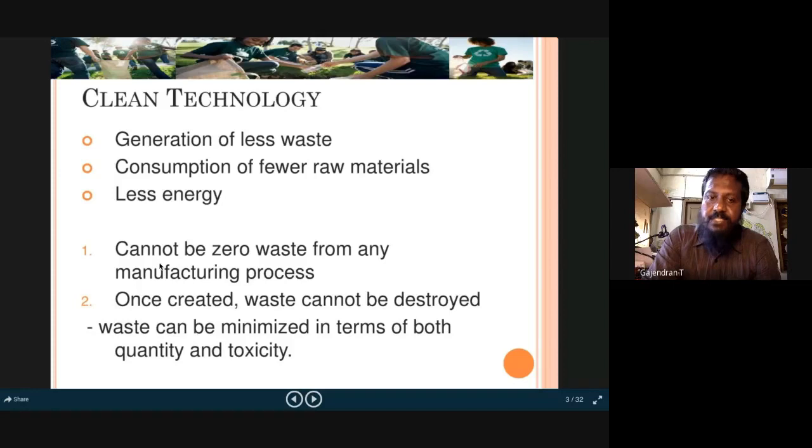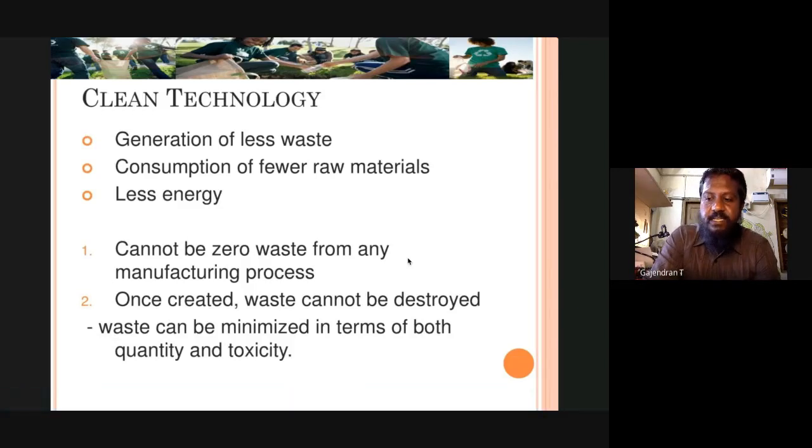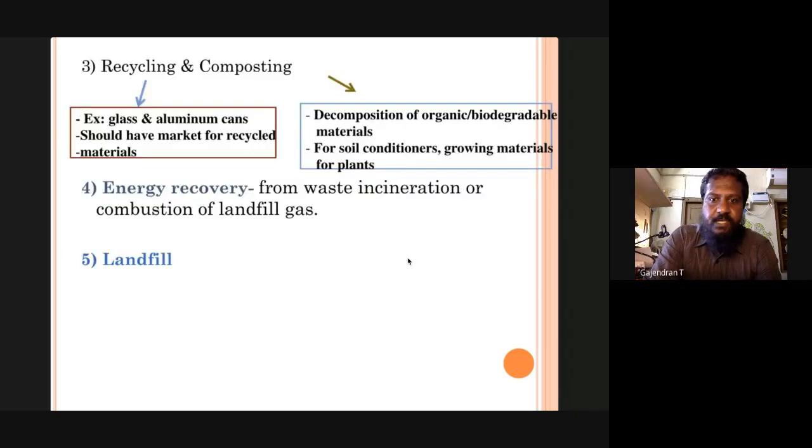Again, as I mentioned, there cannot be zero waste from any manufacturing process. There is definitely going to be waste from the manufacturing. When it comes to us, we are the users of it, but here we speak about the manufacturing. This speaks of the various methods, which is already what we spoke about in waste management, so I'm not going to go through the same again. Energy recovery, landfill.